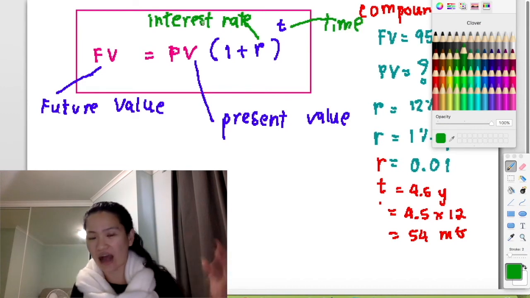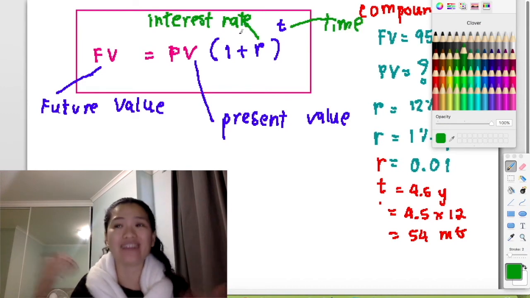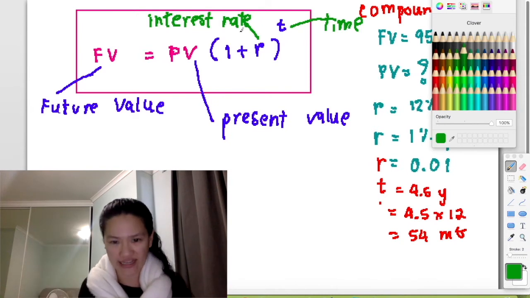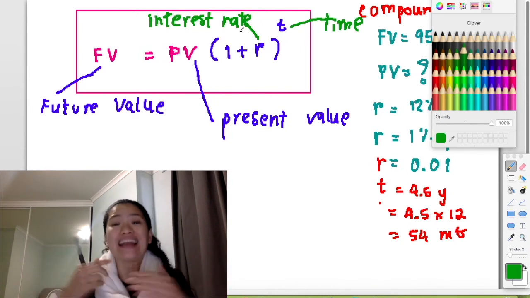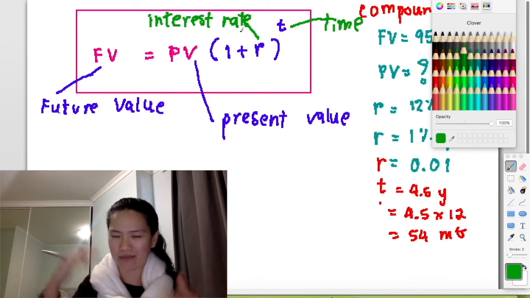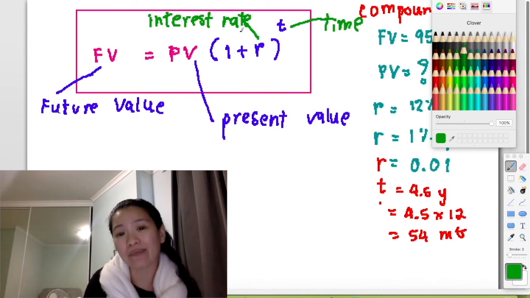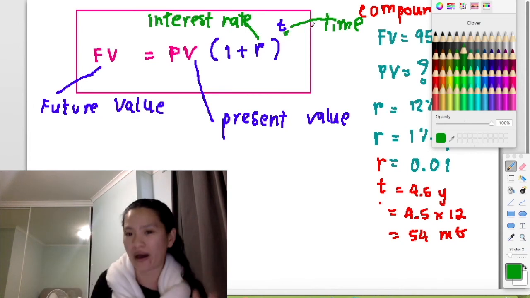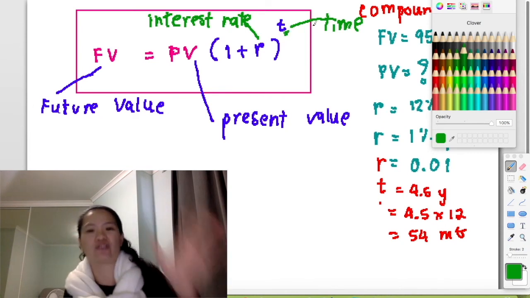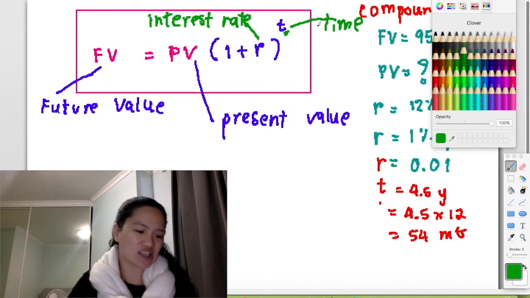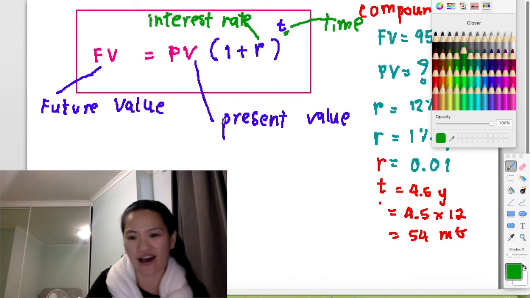The interest rate depends on what they ask you. If they ask you per annum, you use the interest rate per annum, or per year. If they ask you monthly, you have to divide it and make it per month. And time as well: if they ask per year, use the year. But if they ask monthly, you have to change years to months. Just multiply by 12. Actually, it's very straightforward, nothing hard.